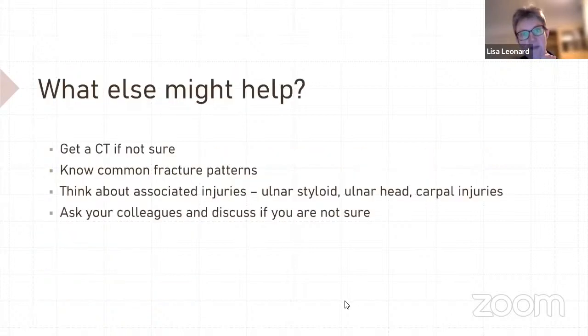So do always look at the original x-rays. We've mentioned this a little bit as well. So if you're not sure, get a CT scan. Know your common fracture patterns, so know your enemy, as it were. Think about your associated injuries, what you're going to do with the ulnar styloid on the head, carpal injuries, and ask your colleagues and discuss if you're not sure.